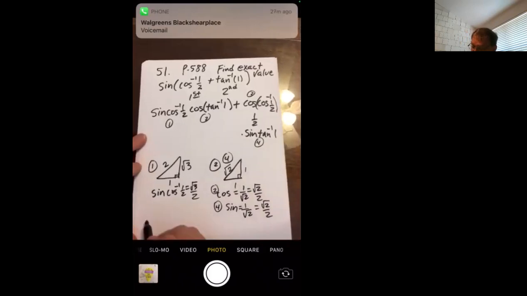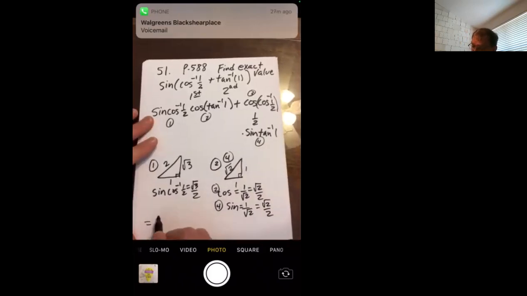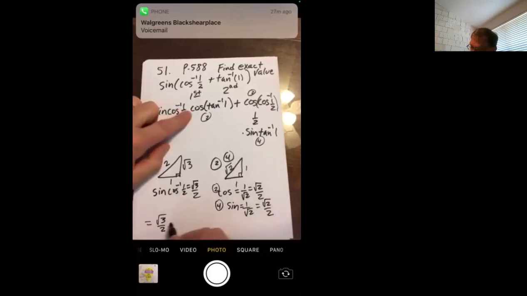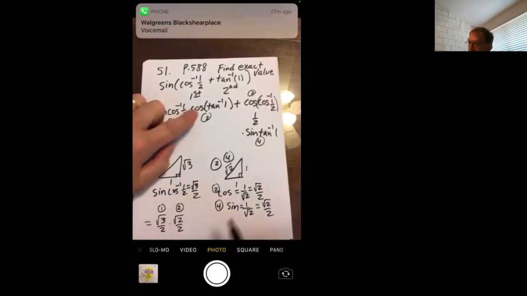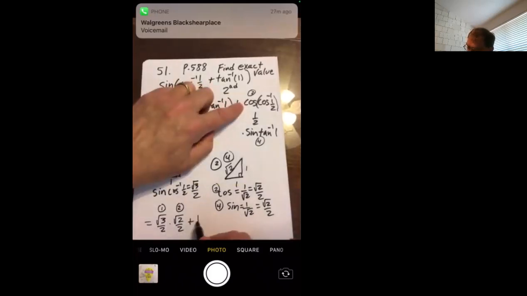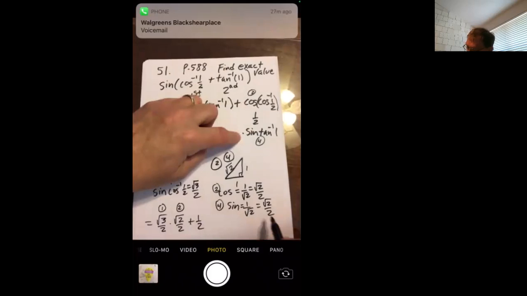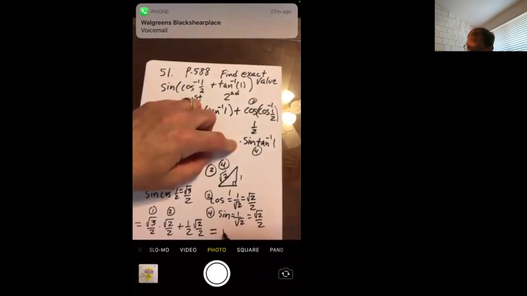So plugging in, piece 1 is root 3 over 2. Piece 2 is root 2 over 2. Piece 3 is a half. Piece 4 is also root 2 over 2. And you're winding up with root 6, add root 2, and it's all over 4.